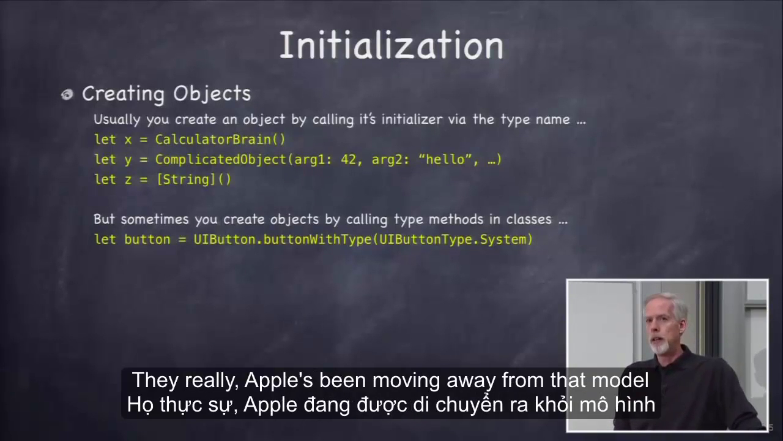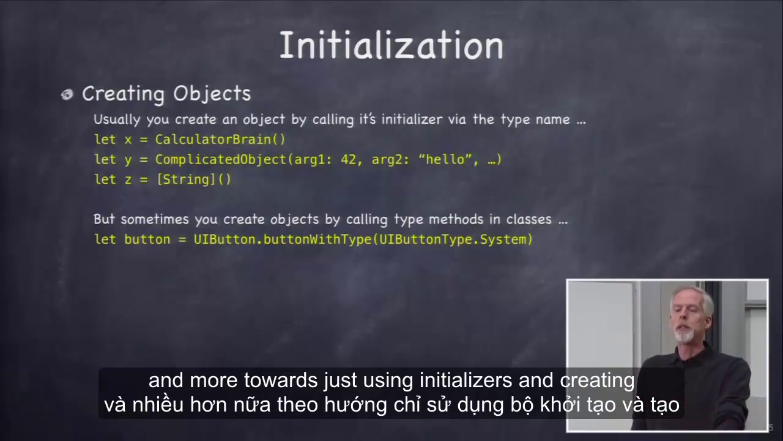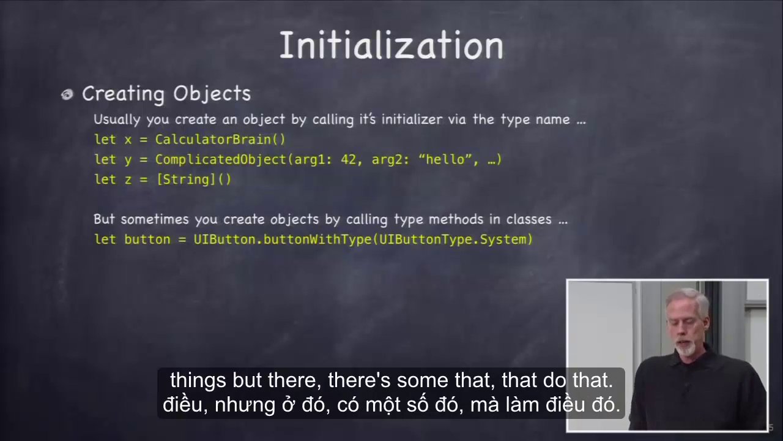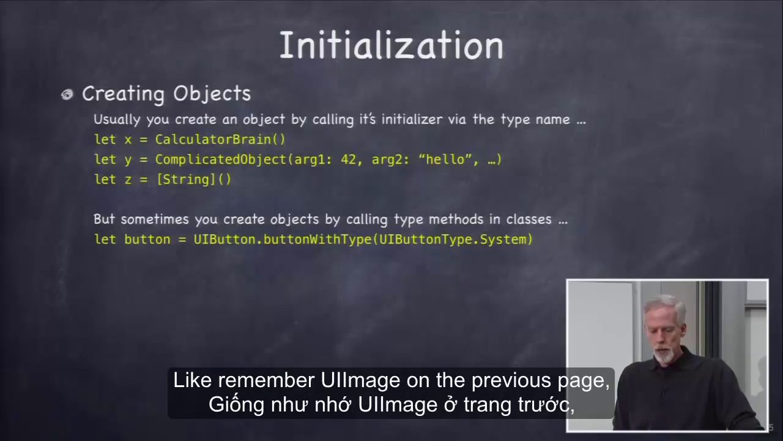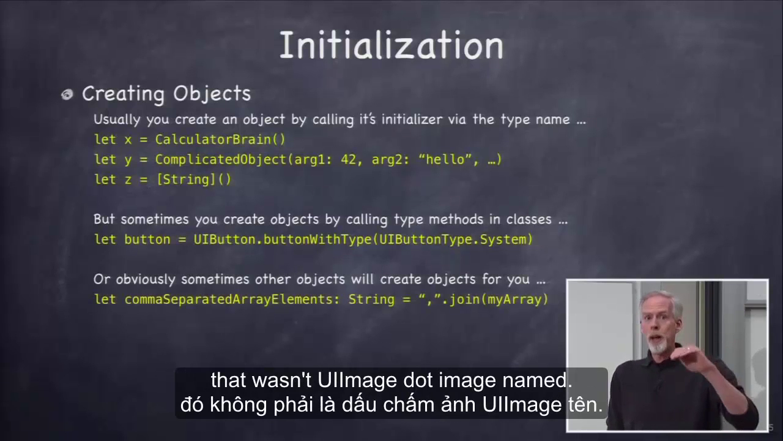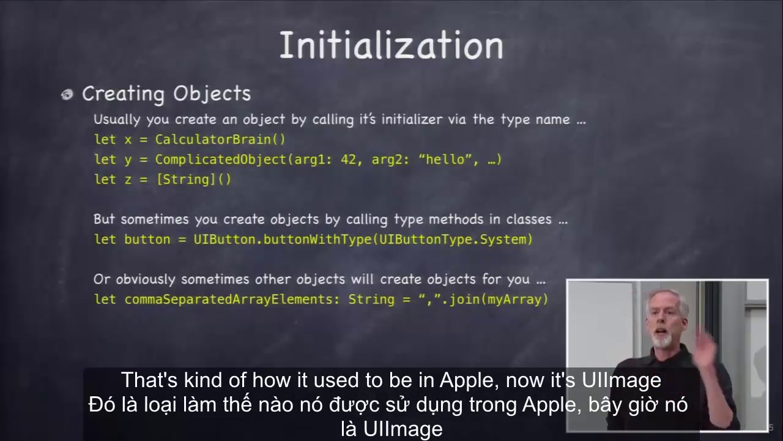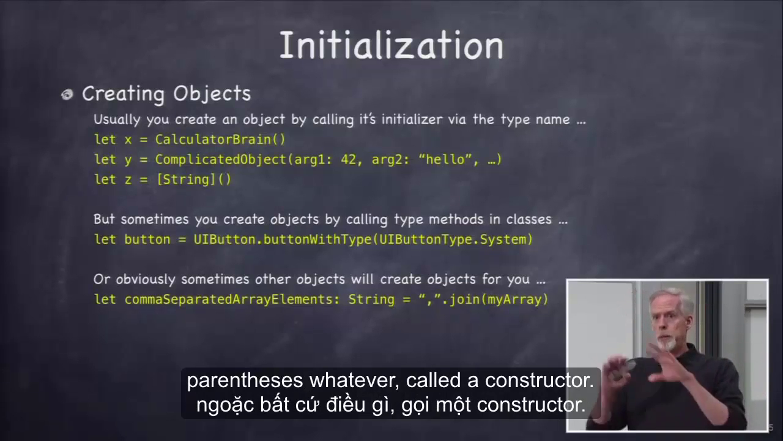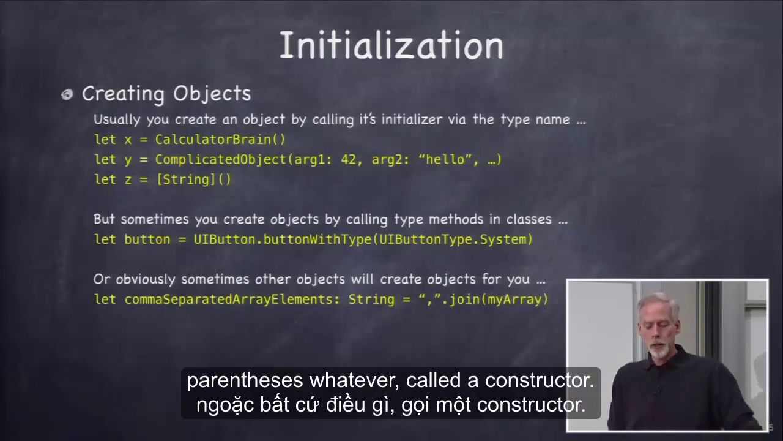Very rarely. Apple's been moving away from that model and more towards just using initializers and creating things. But there's some that do that. Like remember UIImage on the previous page, that wasn't UIImage dot image named. That's kind of how it used to be in Apple. Now it's UIImage parentheses whatever, call the constructor.